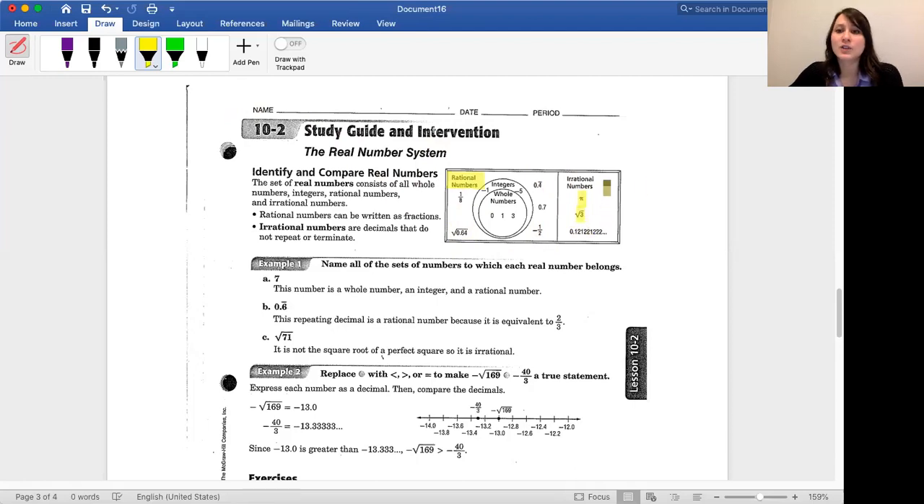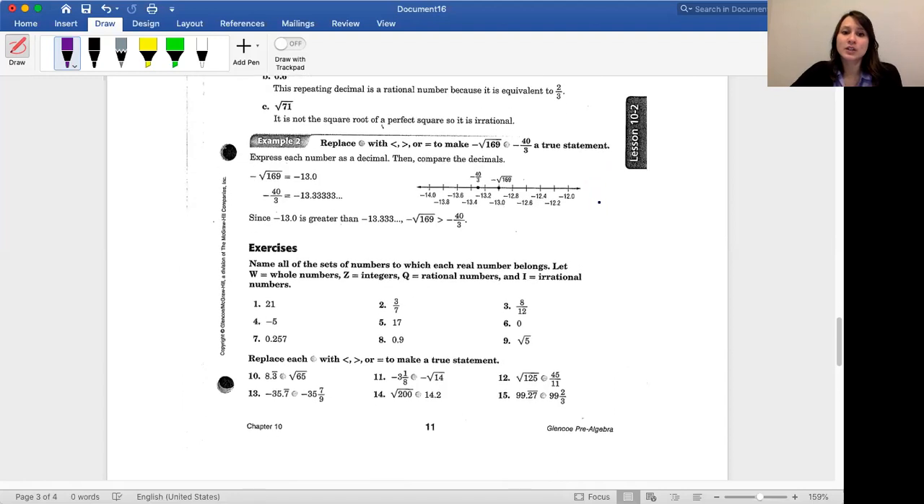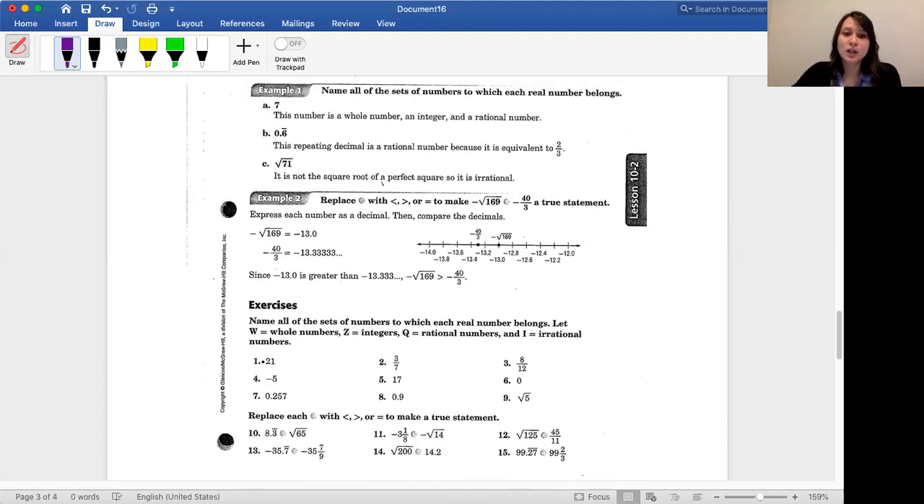So if I square rooted 26, if I plug that in my calculator, I get this really long decimal that just goes on forever. There's no pattern to it, so it cannot be written as a fraction. That's an irrational number. Okay, so basically what you're going to do here is identify what your numbers are.